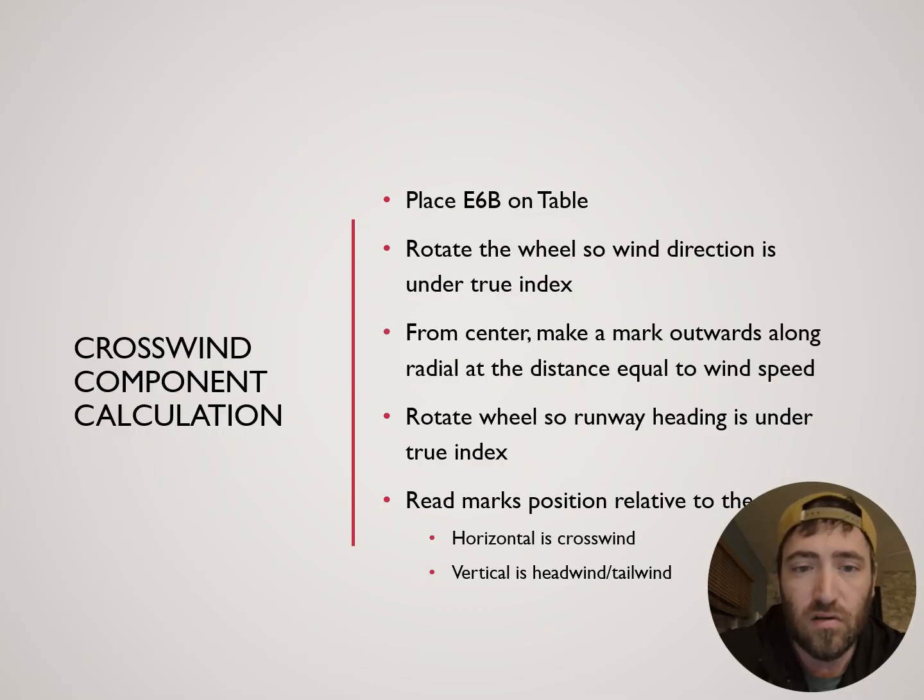In order to calculate our crosswind component, we're going to utilize the E6B. Proper technique for this is we'll place the E6B on the table. We're going to rotate the wheel so that the wind direction is under the true index. From the center, we'll make a mark outward along the radial at the distance equal to the wind speed. Rotate that wheel so that the runway heading is now under the true index. And then we'll read our mark relative to that position.